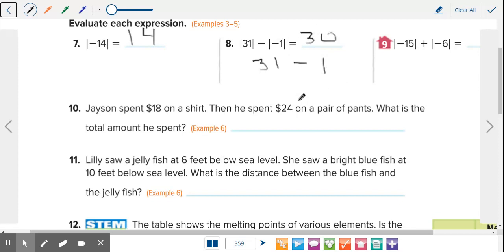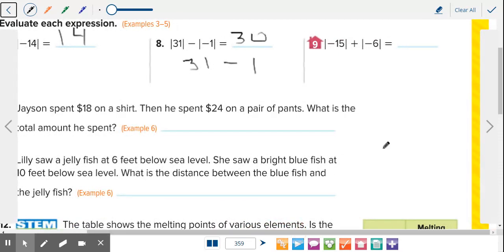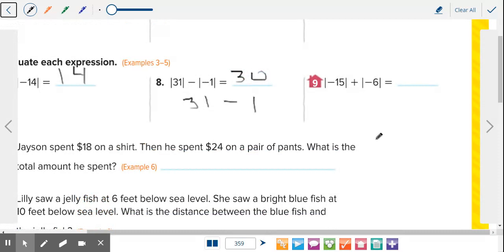That's absolute value, guys. It's literally just how far away from 0 it is. Okay, it's very, very simple, but it can be complicated too. You just have to slow down.